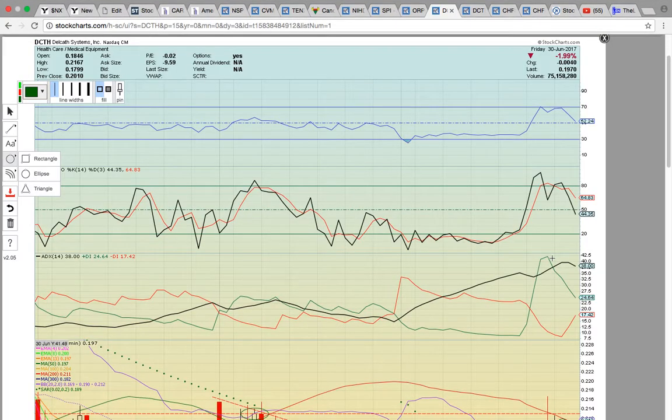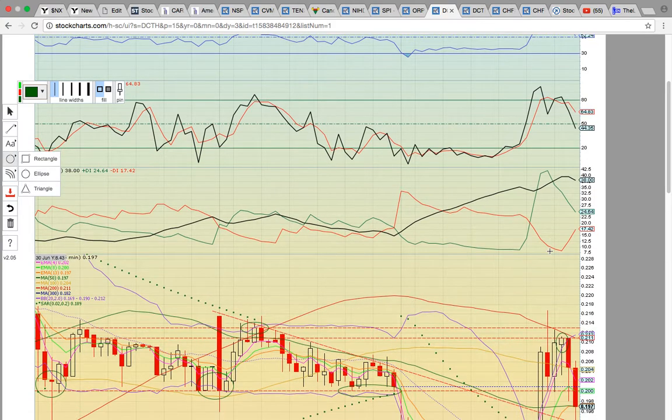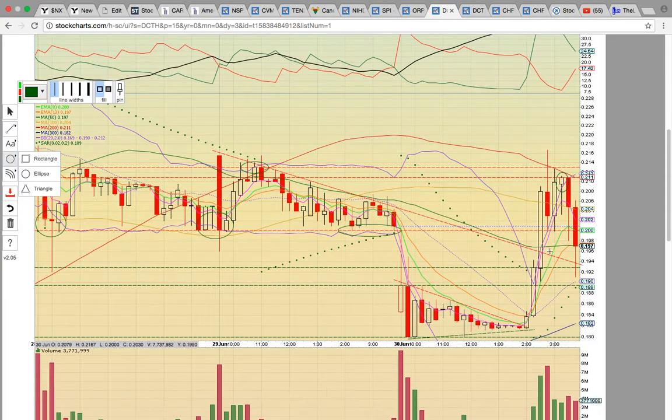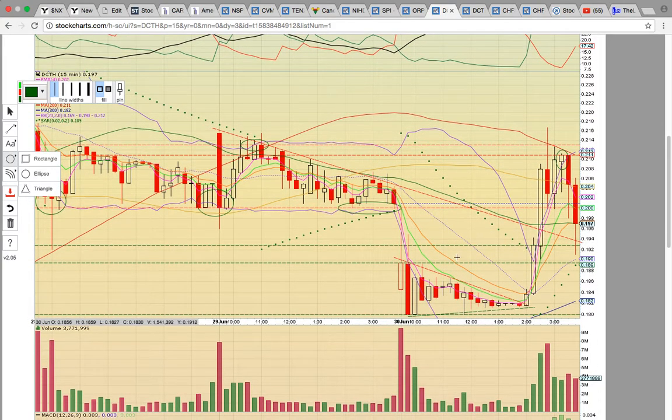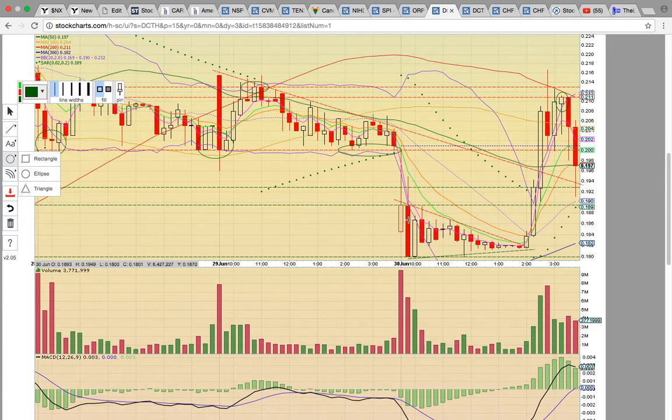Okay, take a look at DCTH. This closed down on Friday. This is the 15-minute chart here. You'll notice this is a chart we were working on in the chat. It had this nice triangle pattern, and then we were looking for a break above descending resistance that happened at 2 o'clock, and that was the signal that it was ready to head higher.